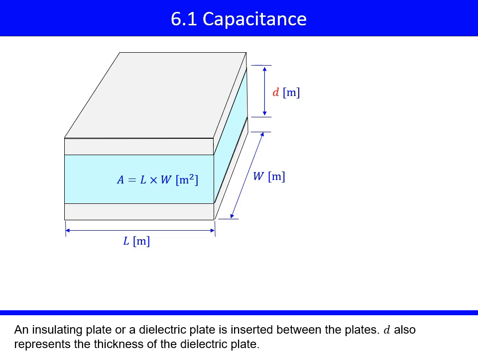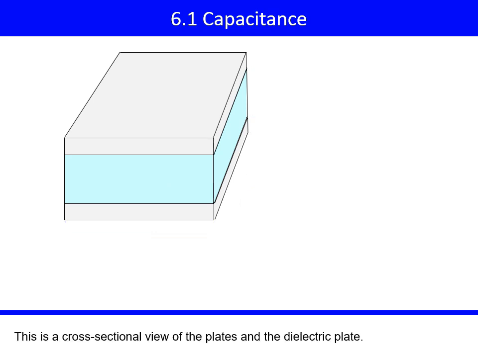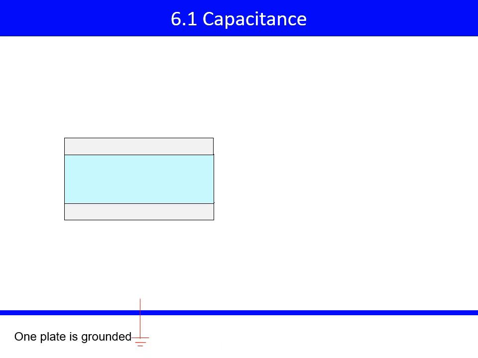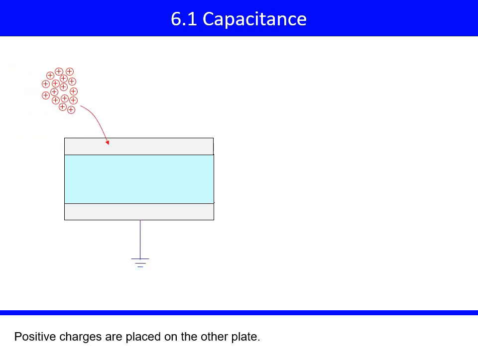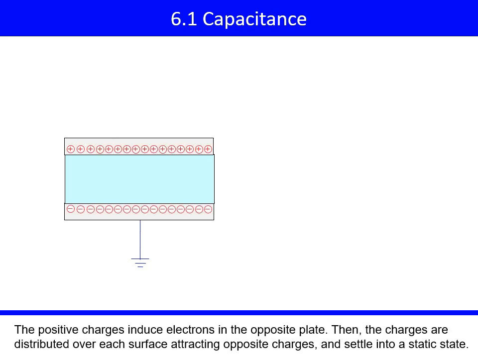An insulating plate or a dielectric plate is inserted between the plates. D also represents the thickness of the dielectric plate. This is a cross-sectional view of the plates and the dielectric plate. One plate is grounded. Positive charges are placed on the other plate. The positive charges induce electrons in the opposite plate. Then, the charges are distributed over each surface attracting opposite charges, and settle into a static state.